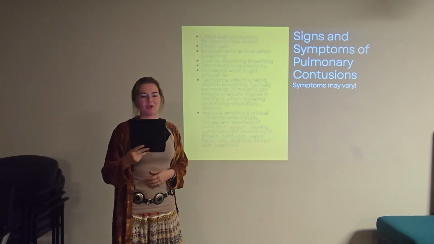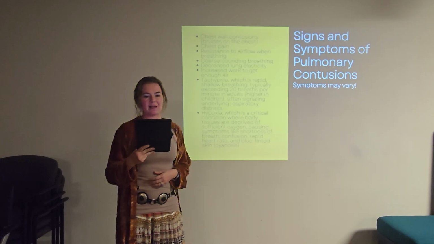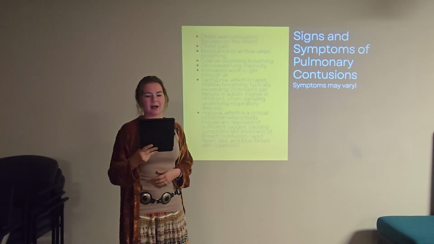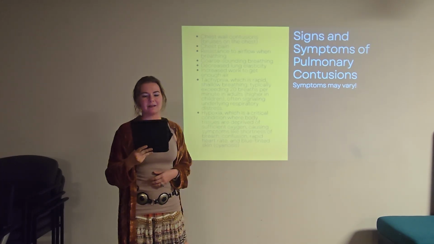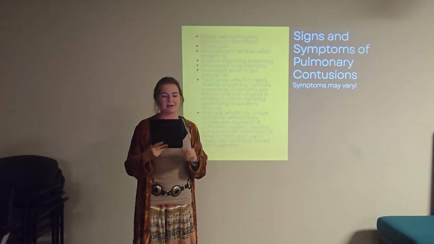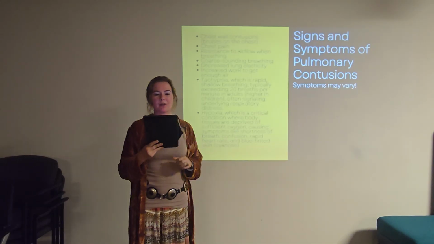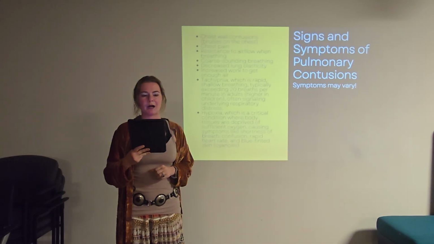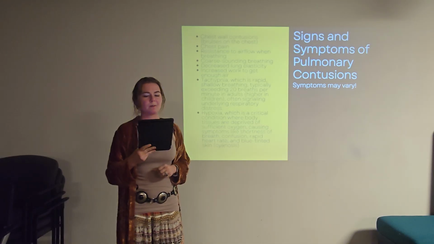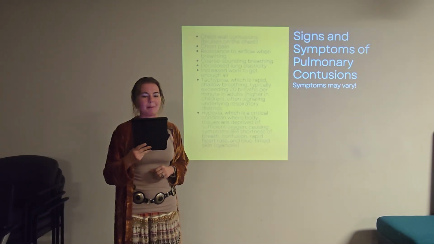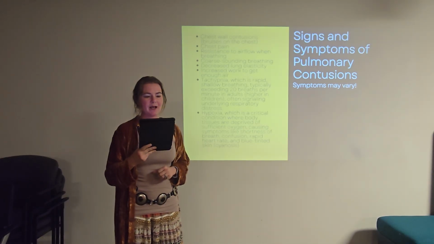Tachypnea, which is rapid, shallow breathing, typically exceeding 20 breaths per minute in adults, higher in children, often signaling underlying respiratory distress. Hypoxia, which is a critical condition where body tissues are deprived of sufficient oxygen, causing symptoms like shortness of breath, confusion, rapid heart rate, and blue-tinted skin.